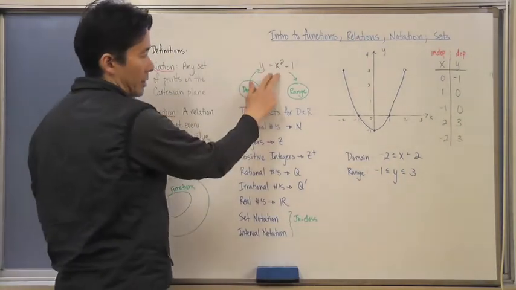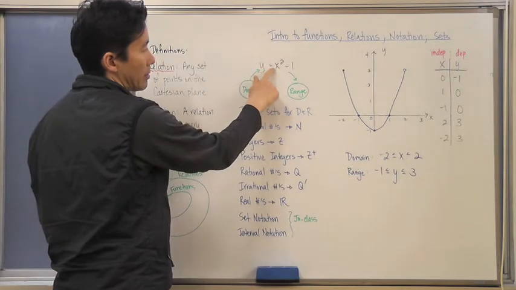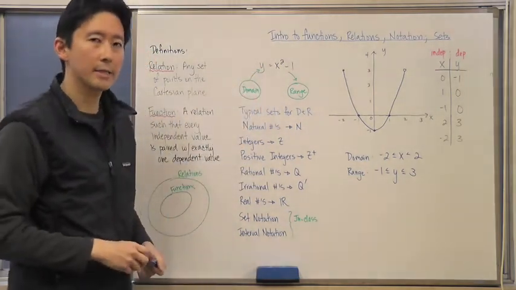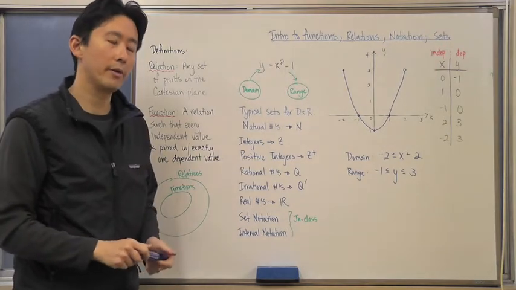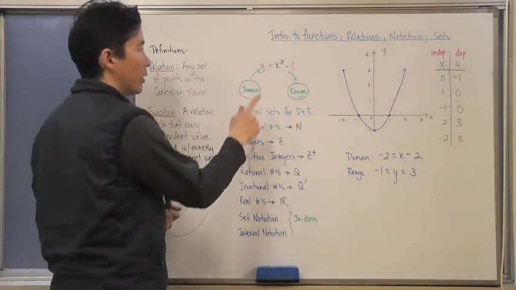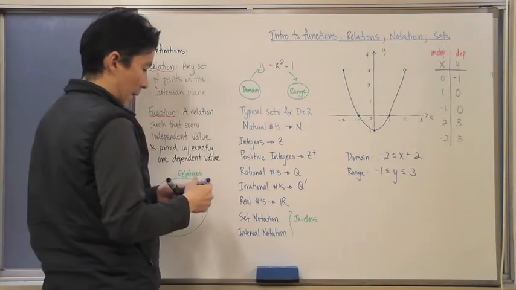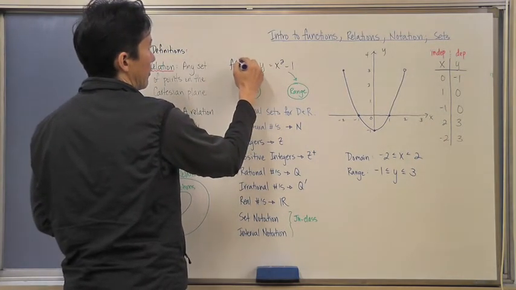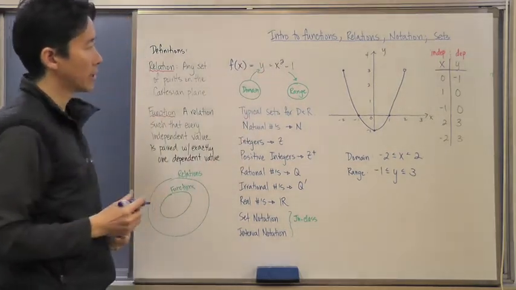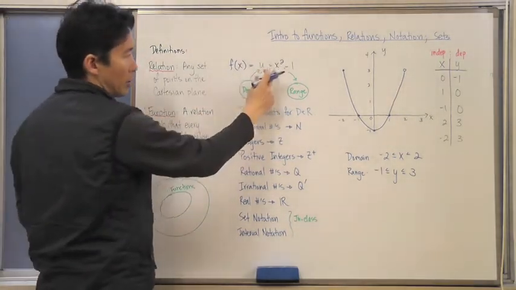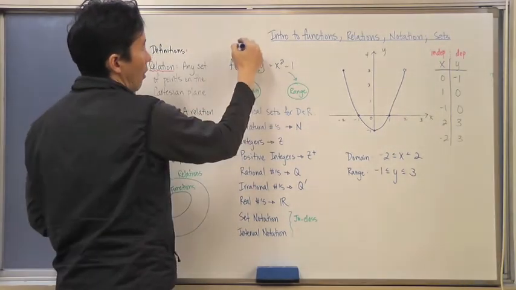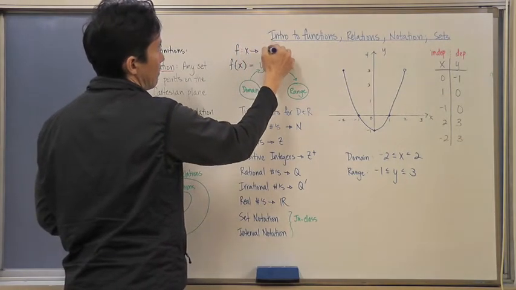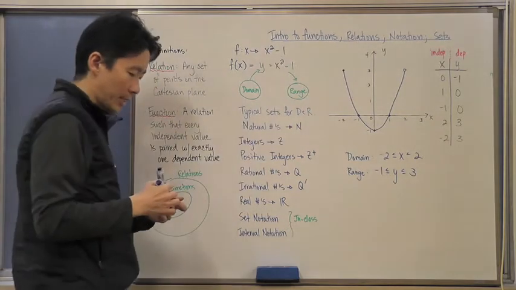And for this situation here, y is equal to x squared minus 1, you can choose whatever value you want for x. You will always come up with only one value of y. And therefore, we can call this a function. And if you call it a function, you can use what is called function notation. So I can say f of x is equal to x squared minus 1, or I can use this notation as well to represent the function.